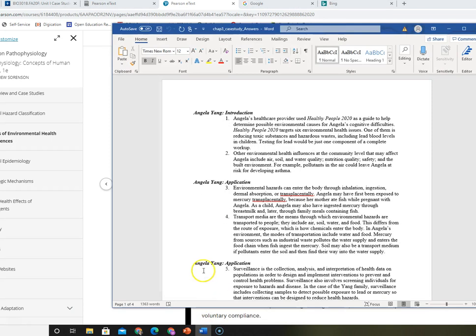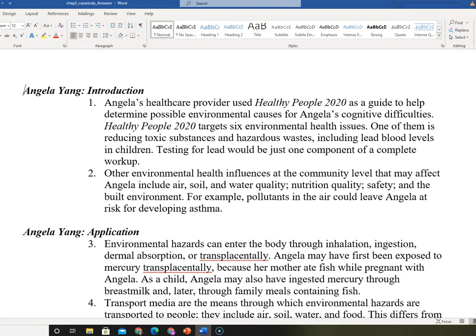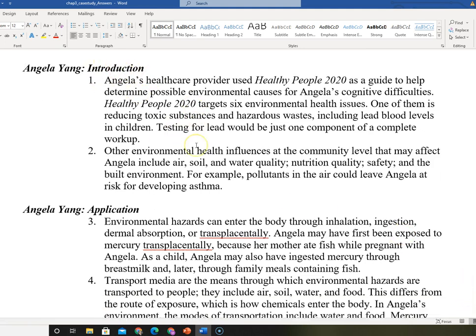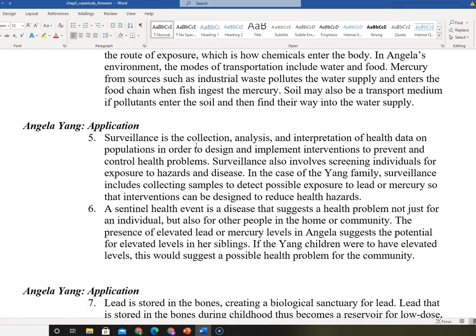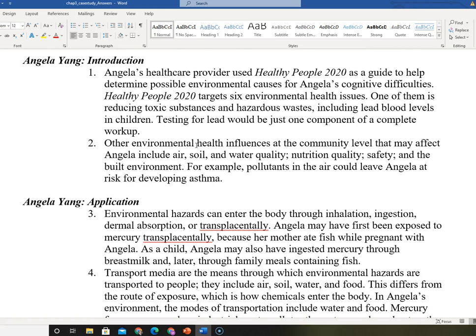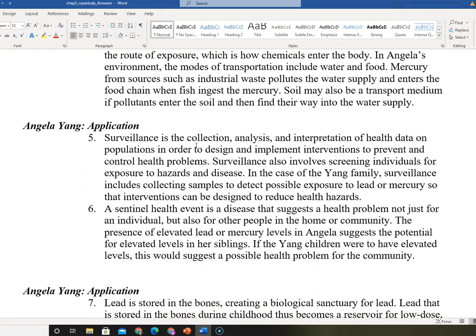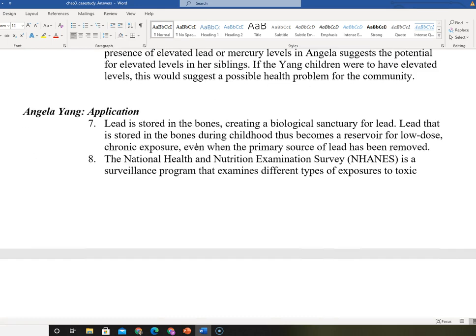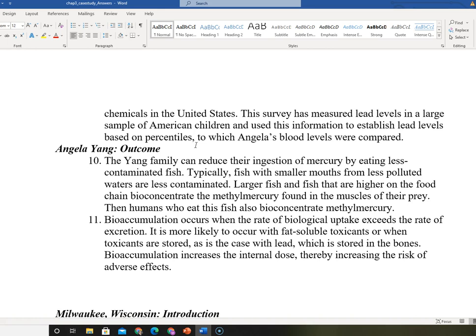Okay, now last part, again, I'm just going to show you guys the case study answers here, and then again you can pause, you can read, whatever you need to do. So this is Angela Yang introduction, right? Application, and again, these are broken down just like this in the PowerPoint. Angela Yang application, right? So again, if I go back here, introduction. Okay, the first application, numbers 3 and 4, and then 5 and 6. Okay, and then 7 and 8. Remember, this is a really long case study, all the way down to question 11 and the outcome.